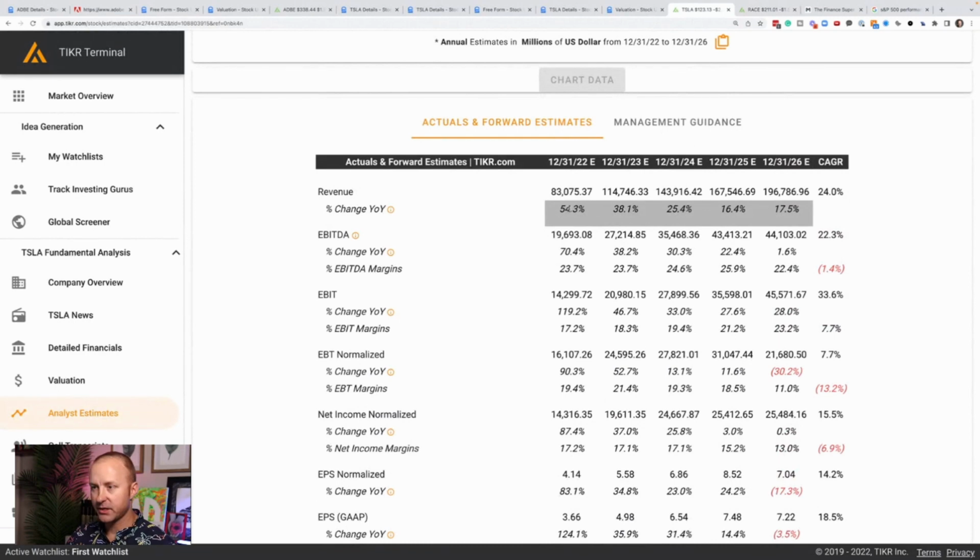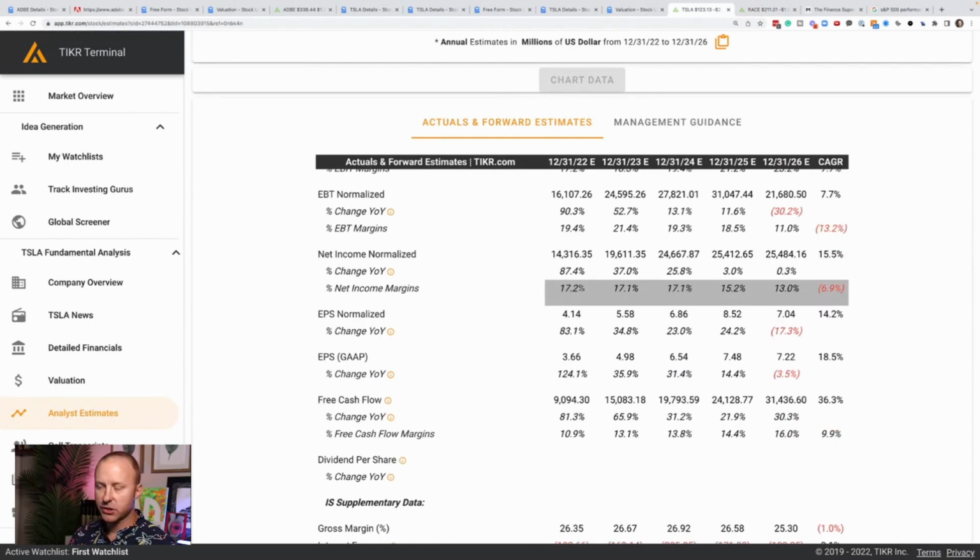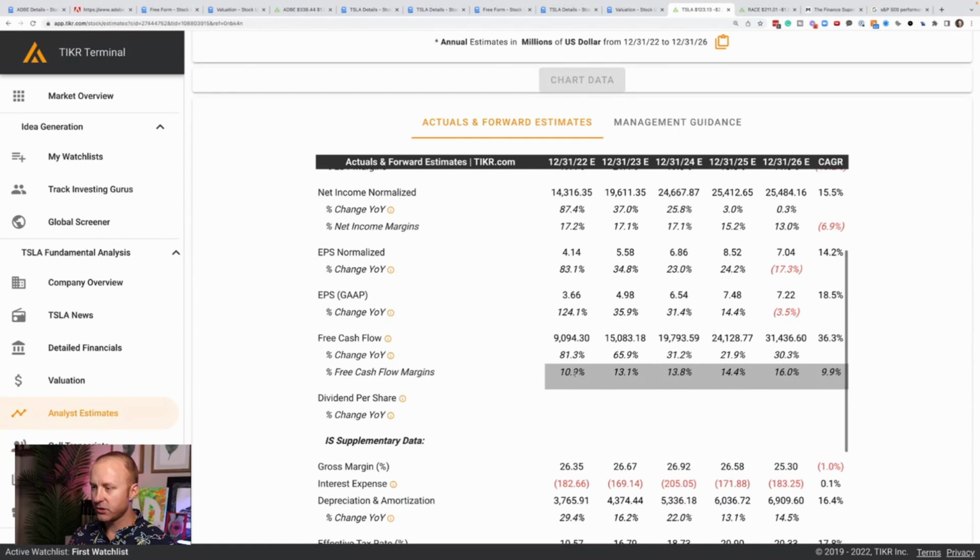If we jump over to Tesla, revenue growth is much stronger at 54%, but the net income margin is about the same, 17 to I think about 19 for Ferrari. And the free cash flow margin is also very similar between Tesla and Ferrari. So decent things to compare to.